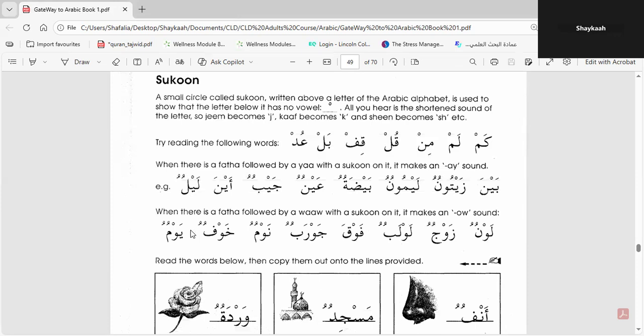Inshallah, we'll stop here, and next session we will go through the sukoon with you. Please practice the other letters and the other sounds before moving on to this lesson.